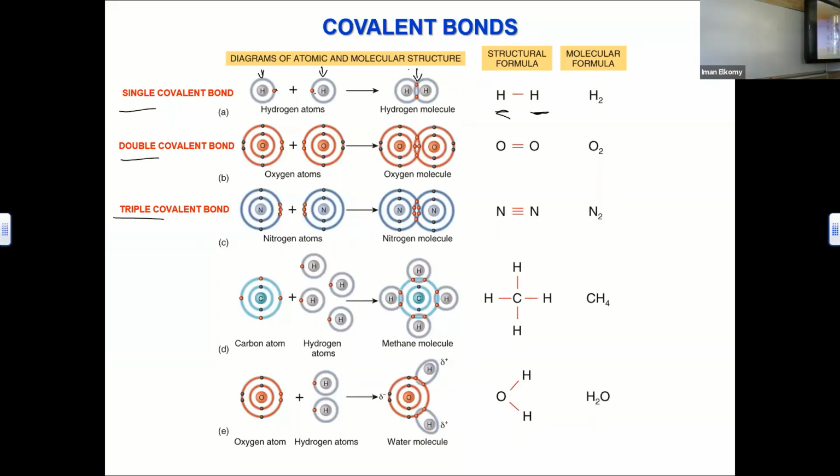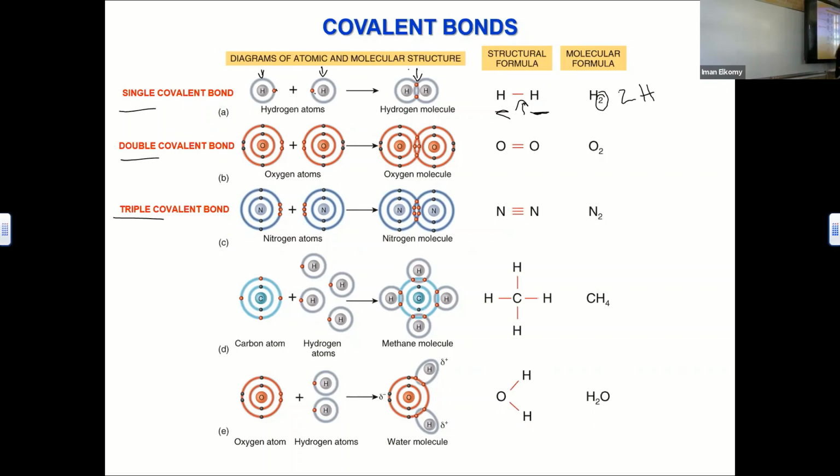H was for hydrogen, right? That one little line in between them indicates a single covalent bond. So that would be my structural formula. My molecular formula, because we like to confuse things and give you 10 different ways to write this, would be H2. The 2 indicates 2 hydrogens. Does this make sense?